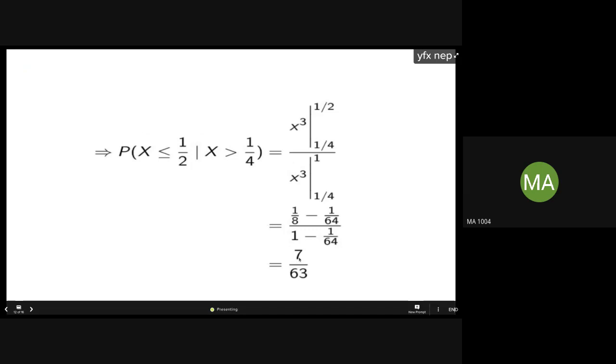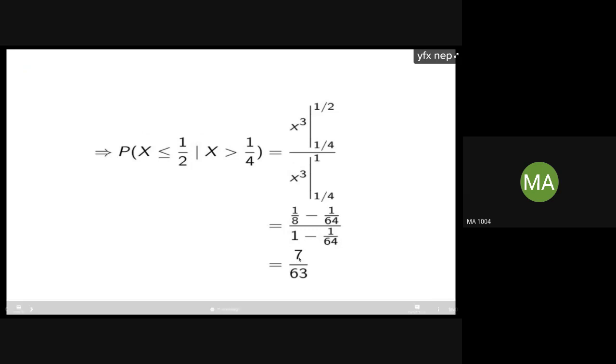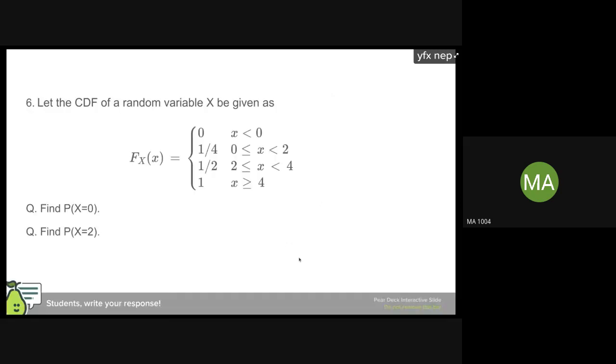So this is 7 by 63. So just find it, I don't know, what is the answer? So 7 by 63 is around 1 by 9. 0.1. Yeah, it is very near to 0.1, right? Okay. We move to the next question then.